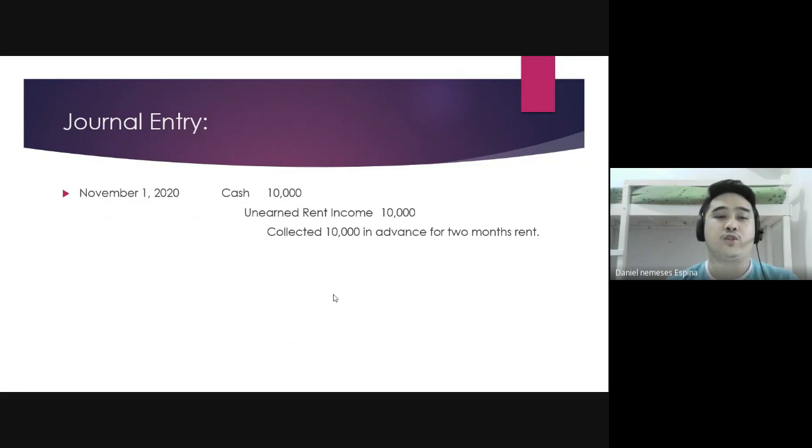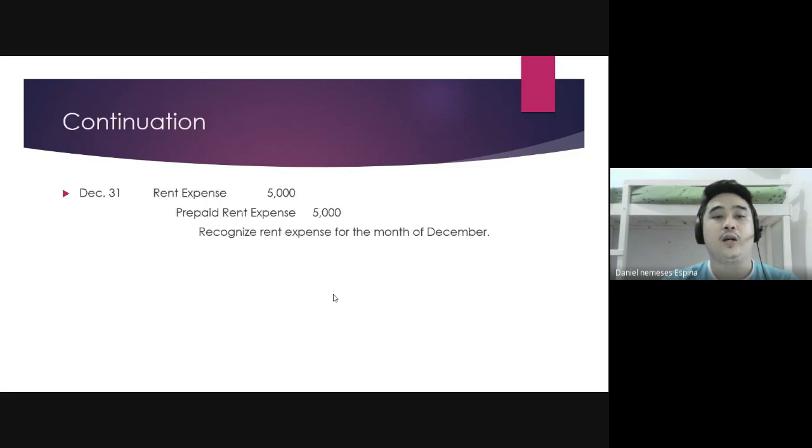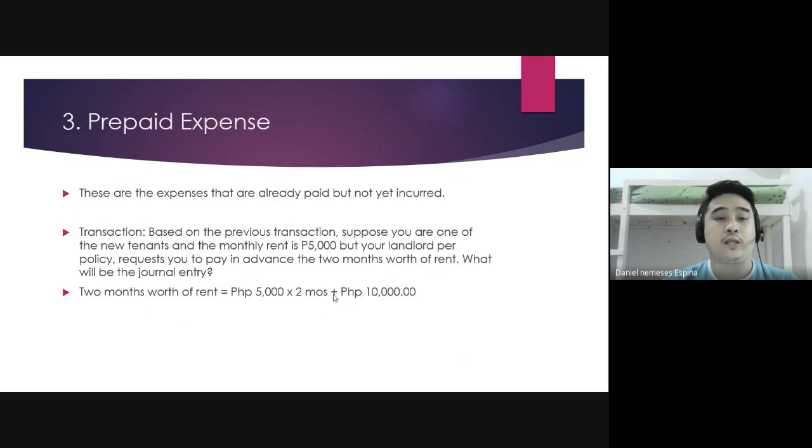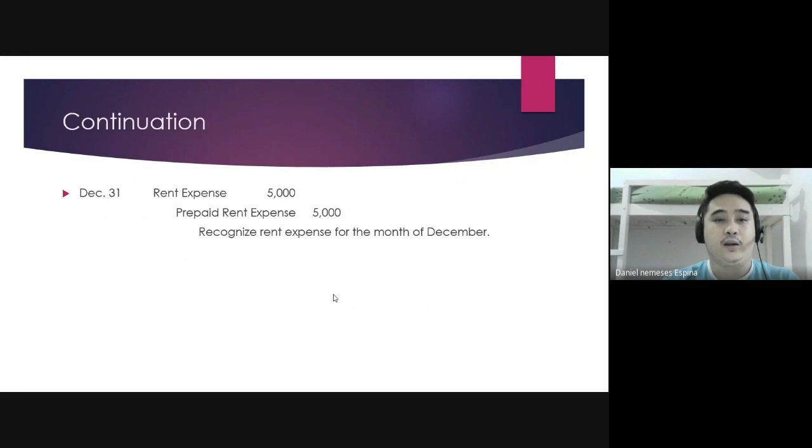So on November 1st, you receive cash from your tenant worth 10,000. So debit cash 10,000, but you have to credit unearned rent income 10,000. By the way, unearned rent income is a liability account. And then the prepaid expenses are categorized as asset. Medyo misleading siya, but that's the nature of the prepaid expense and unearned rent income.